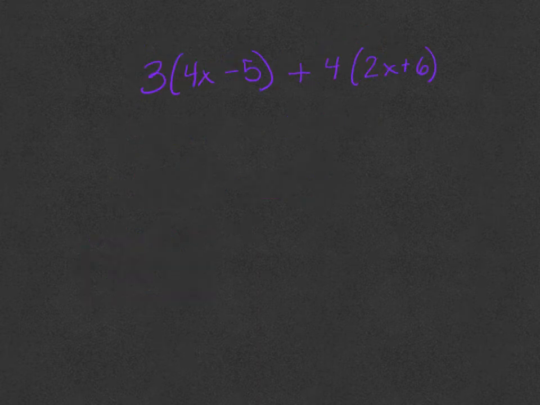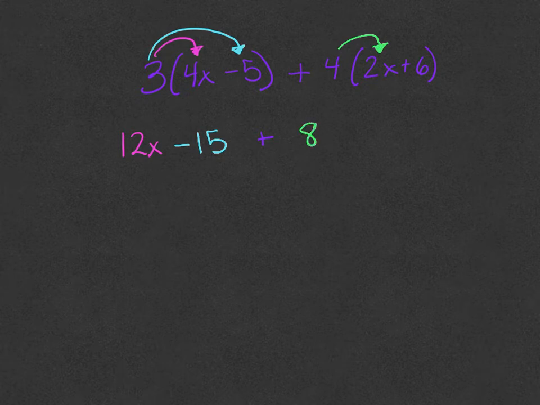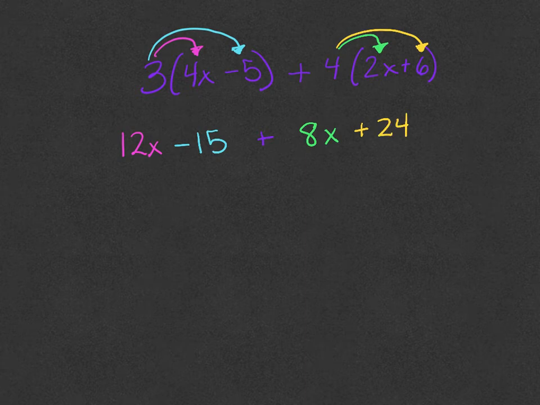So here's my next question. So this has distribution, so we need to distribute. So I'm going to go ahead and distribute this first one. So 3 times 4x would be 12x. And then I'm going to distribute the second term, and it'd be 3 times a negative 5, so that'd be negative 15. And then that plus is going to stay the same. And I'm going to go ahead and distribute the 4 times the 2x, so that'd be 8x. And then 4 times the 6 would be plus 24.